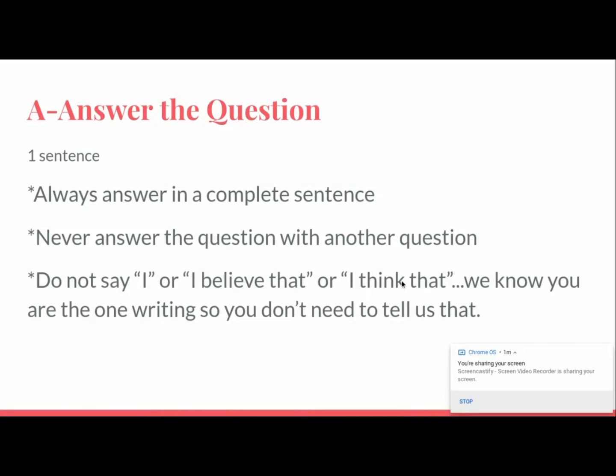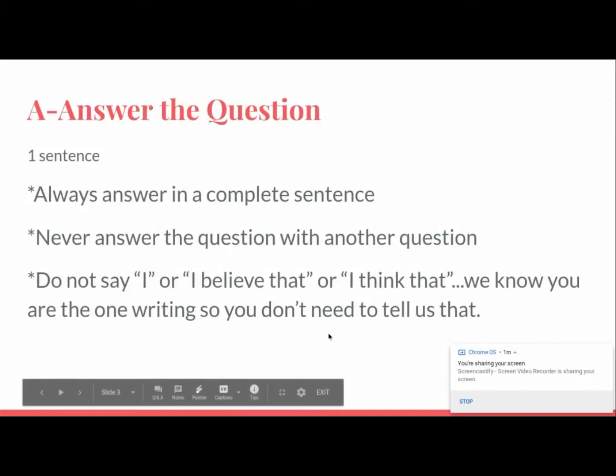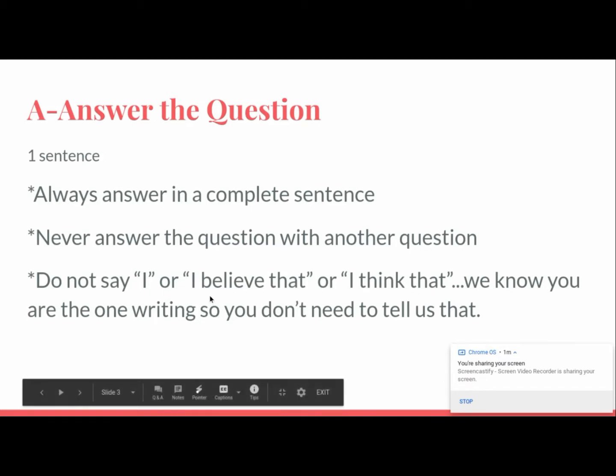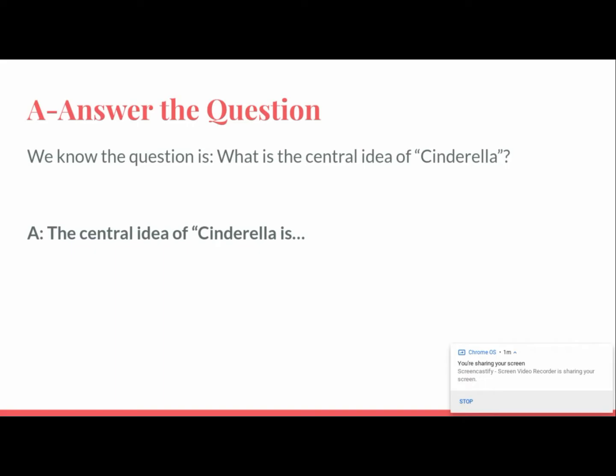I know in elementary sometimes you write sentences like, I think that Cinderella is a good person. And that's because in elementary they just want you to write, but now you're in big kids school and we need to get rid of that bad habit. Okay? Your name is going to be on your paper, so I know it's you. All right? We know you're the one writing, so you don't need to tell us that. So instead of saying, I believe that Cinderella was a good person, you would just say, Cinderella was a good person.